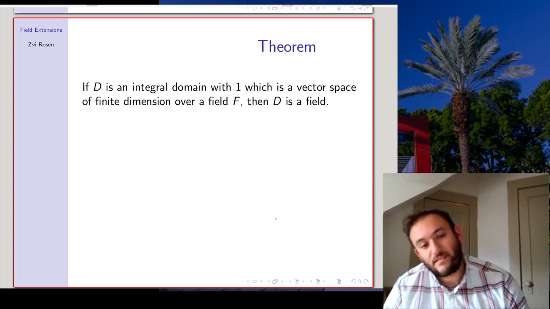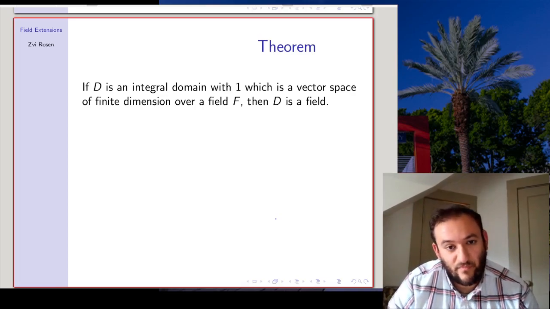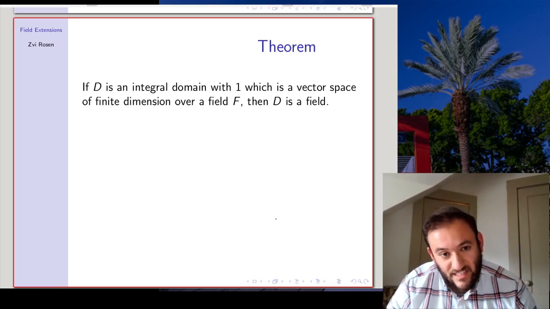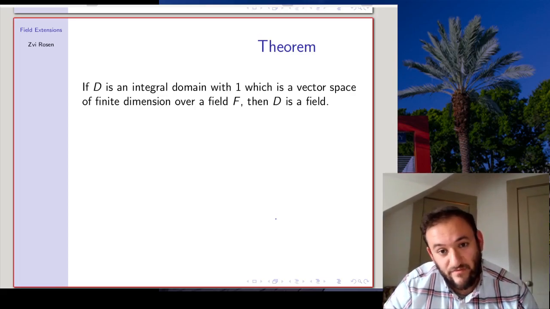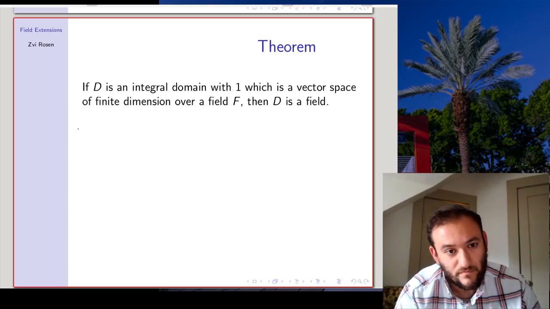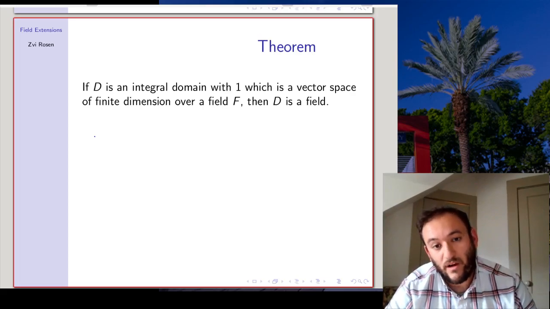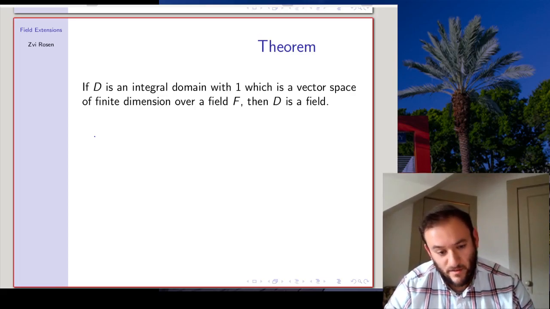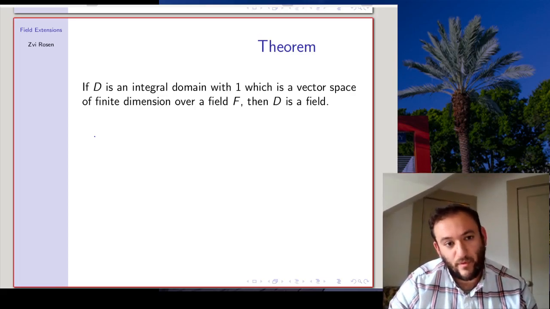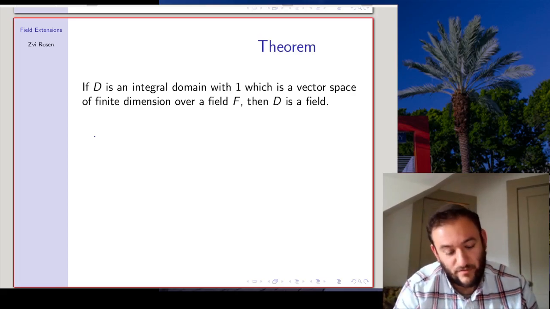Okay, let's move on with a theorem. And this is going to help us analyze finite field extensions. If D is an integral domain with 1, which is a vector space of finite dimension over a field F, then D is a field. Okay. So the key here, if we know that D is an integral domain with 1, the only thing we really need to check is that we have division, right? We need everything that's not equal to 0 to have a multiplicative inverse.